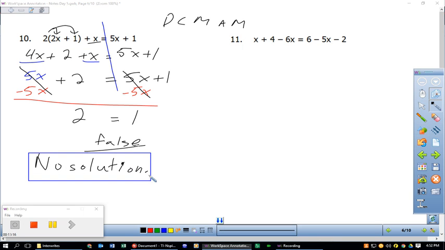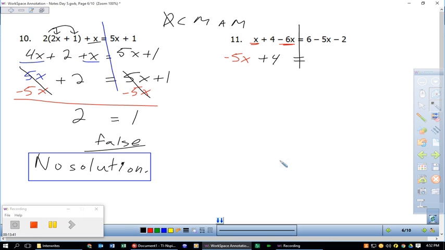Alright, number 11. Drawing my line in the middle. Distribute. Nothing to distribute. Skip that. Combine like terms. Yes, we can. We can combine x and negative 6x on that side, which will give us a negative 5x. In this case, we'll just go and bring down plus 4.